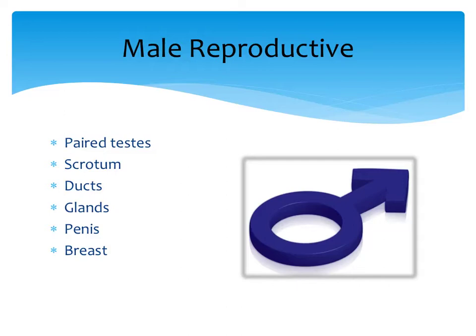We also need to know that the reproductive system is important because it produces hormones that are important for biological development and sexual behavior. When we talk about the male reproductive system, we're talking about testes, scrotum, the ducts, the glands, the penis, and breast are also included in male reproductive.